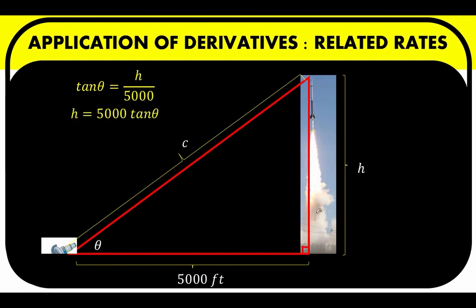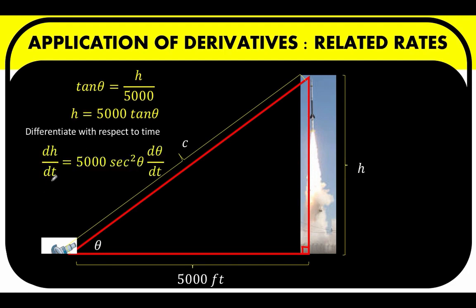We would like to know the rate of change of the height attained by the rocket with respect to time. So we can now perform implicit differentiation for this equation. Differentiating with respect to time, dh over dt is equal to this constant 5,000 times the derivative of tangent theta, which is equal to secant squared theta d theta, because we are differentiating with respect to time. Now we need to find what is the value of secant squared theta.